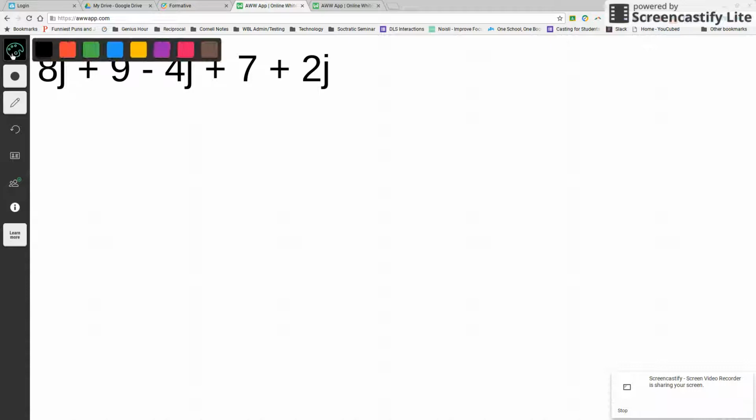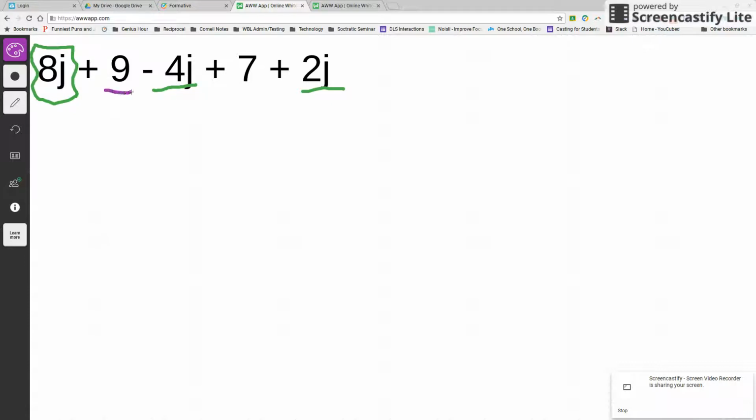All right, so we've got a lot of things going on. The first thing I want to do is identify what our different variables are. Right here I see that we have 8j. I see another j right there, 4j. Now, I'm not going to use green on 9 because there's no variable with it. That's just a number. There's no variable attached to 7 either. I see that I have 2j at the end. So I had 3 different spots that had that j variable in it.